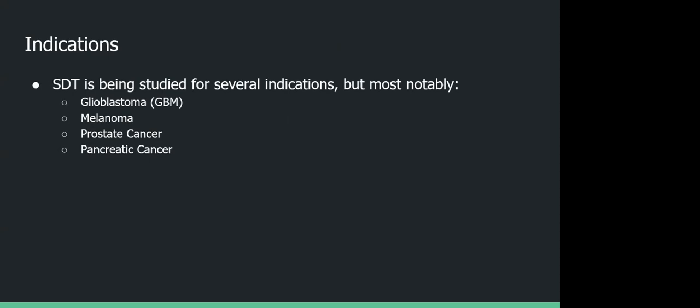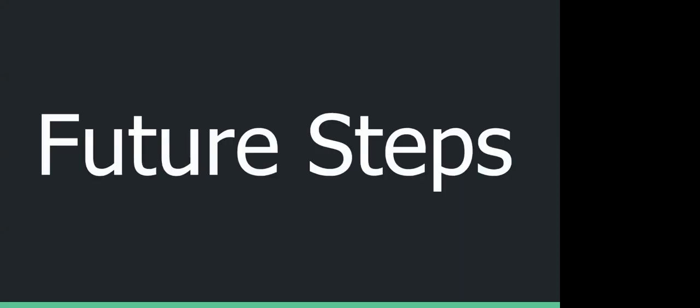So this is all well and good, but the question is, what do we do with all the science? SDT is currently being studied for a couple of different indications. In particular, we have GBM, melanoma, metastatic melanoma in particular, prostate cancer, and pancreatic cancer. All these are deeper tissue, so that's the benefit. It can impair tissue way deeper in the brain through larger amounts.